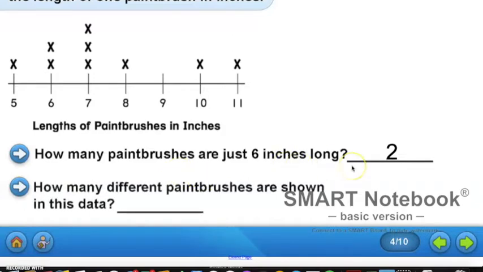The other question says, how many different paintbrushes are shown in this data? So when it's saying how many different paintbrushes are shown, we want to count all of the paintbrushes that we recorded on our line plot. So that's just going to be counting all of the X's. So we have 1, 2, 3, 4, 5, 6, 7, 8, and 9. So there were 9 different paintbrushes in this data.